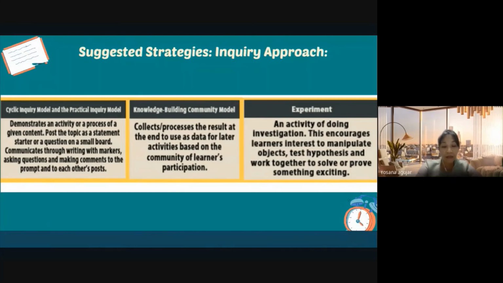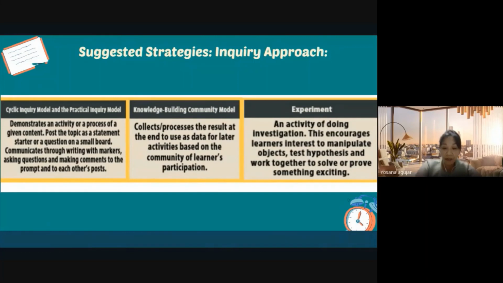Wherein the teacher can post a statement on the board or on the screen. Then through that statement, the students will be able to generate concepts about the statement, make comments to each other's post. And then knowledge building community model collects, processes the result at the end, the use of data for later activities based on the community of learners' participation.